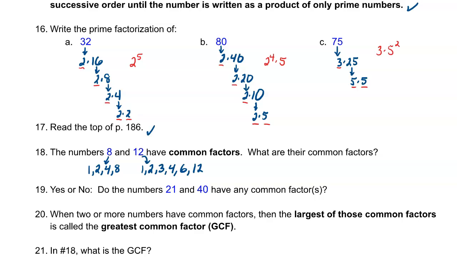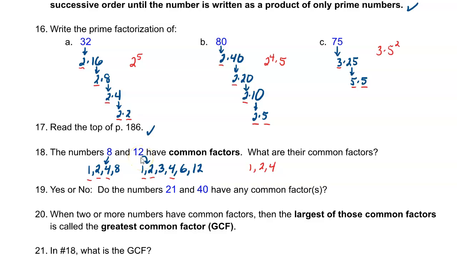What are the common factors? The factor 1 is in both lists. The factor 2 is in both lists. The number 4 is in both lists, but the number 8 is not in both lists. The common factors are 1, 2, and 4. These are the 3 integers that will divide into 8 and divide into 12.